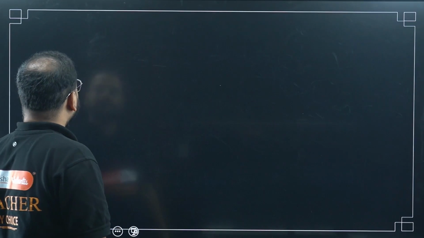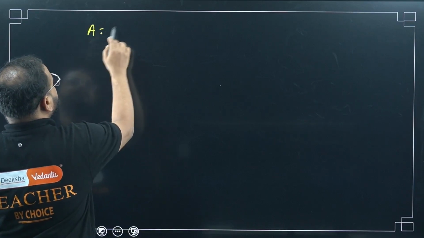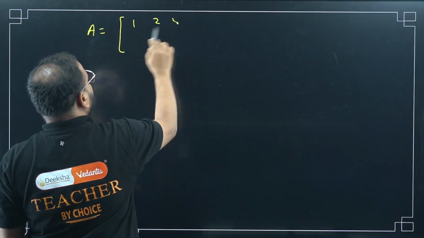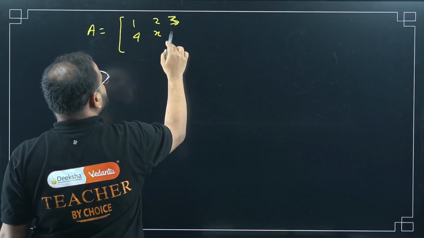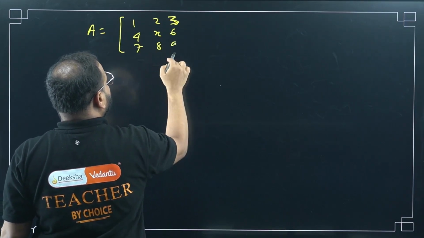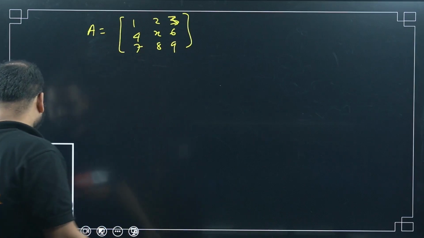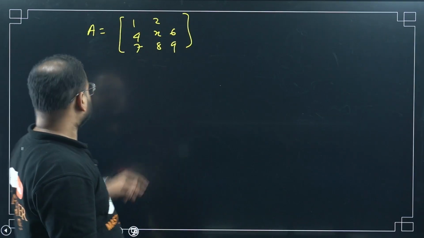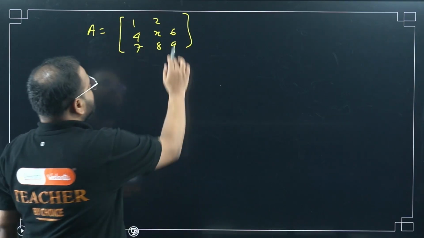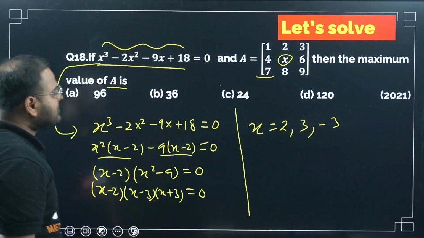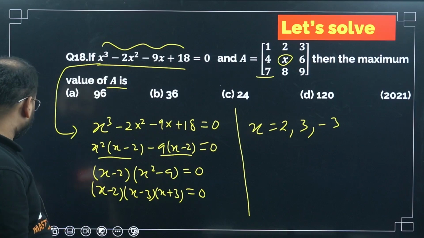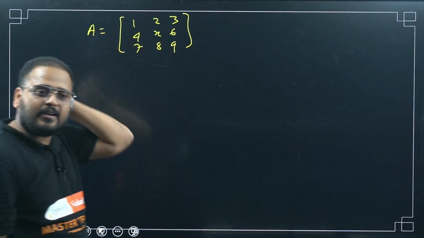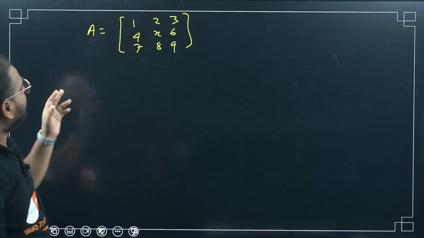This A is given as 1, 2, 3, 4x; this is 3; then 6, 7, 8, 9. Am I right? Yes, sir. Anything else I missed? 1, 2, 3, 4x; 6, 7, 8, 9. Okay, fine. Let's find the determinant of this.